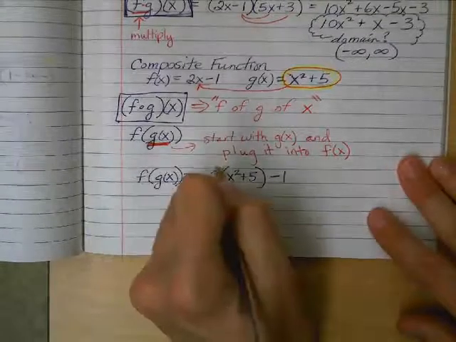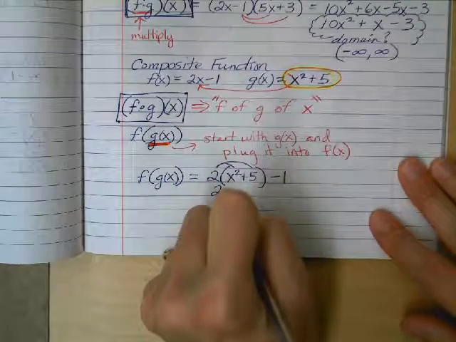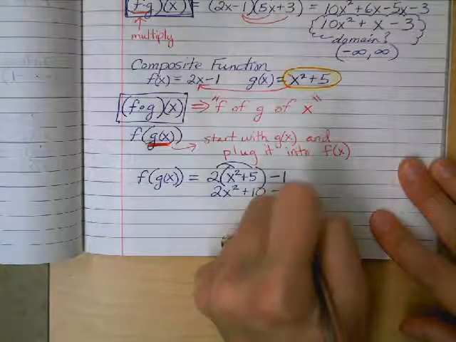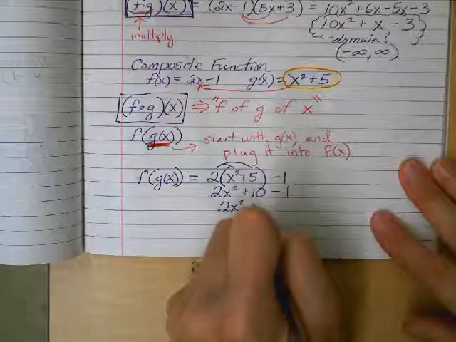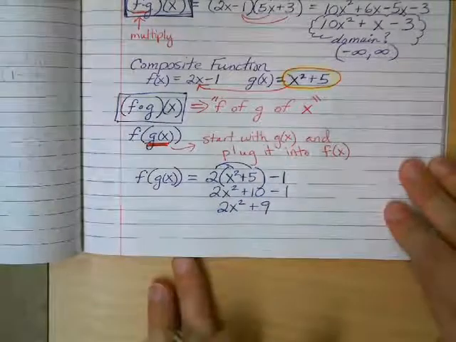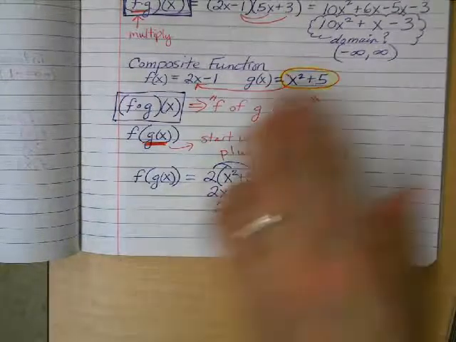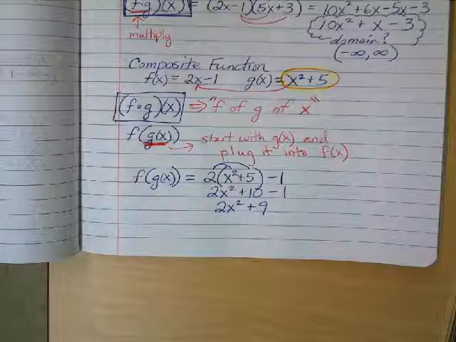Then they expect you to clean this up a bit and distribute this out. So it'd be 2x squared plus 10 minus 1. So it'd be 2x squared plus 9, right? And that'd be the answer. So yeah, you take a whole problem and plug it into another one. That's what composite does.